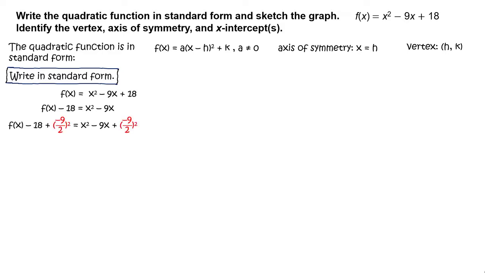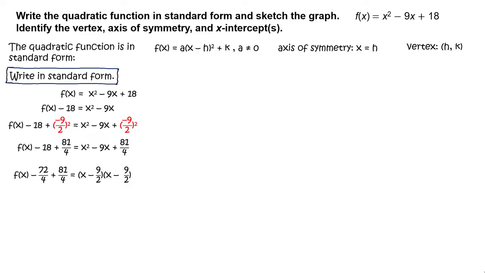Complete the square on the expression on the right side of the equation. Add (−9/2)² to each side of the equation. f(x) − 18 + (−9/2)² = x² − 9x + (−9/2)². Simplify to get f(x) − 18 + 81/4 = x² − 9x + 81/4.